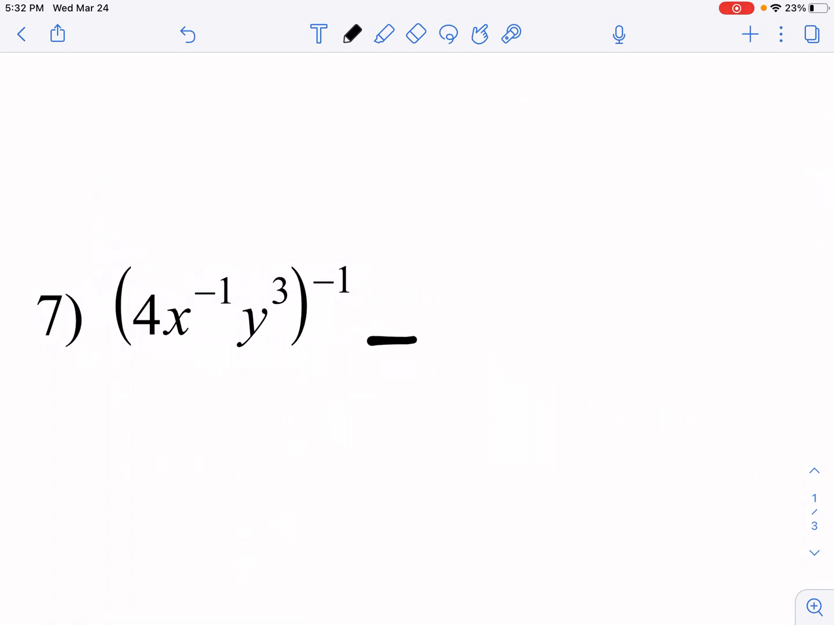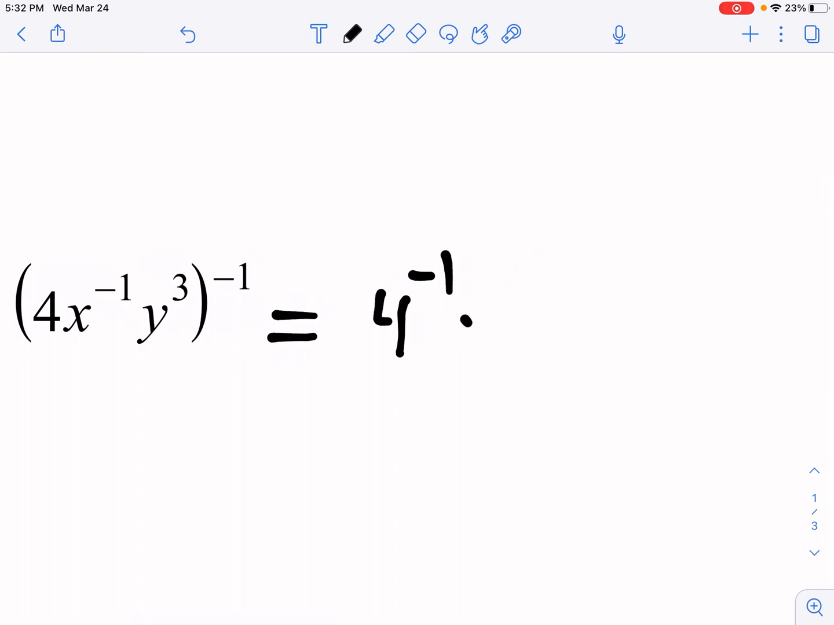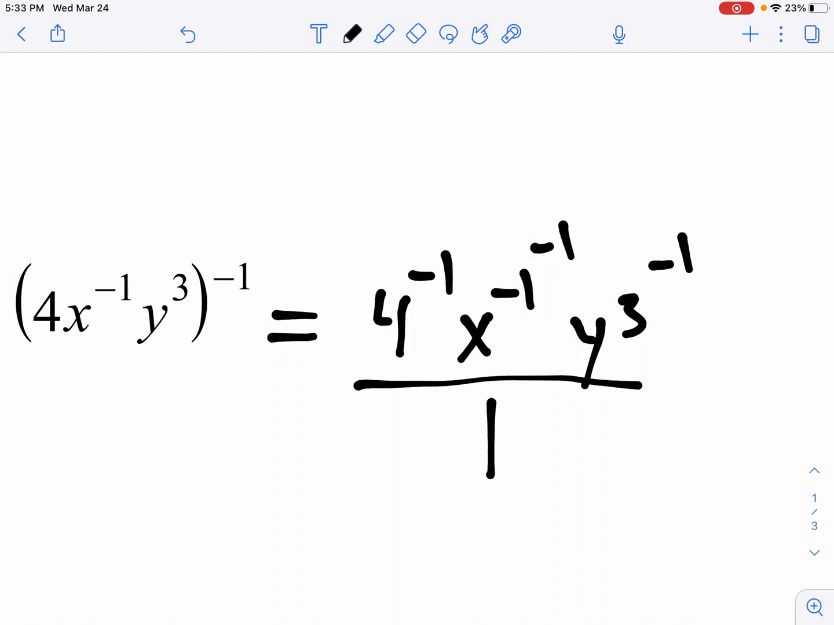Looking at this, we'd have 4 to the negative first, and then we'd multiply that with a negative x to the negative first raised to the negative first, and then we'd have y to the third raised to the negative first, okay? Now, when we're dealing with these negatives, this might be a good idea, again, to treat it like we're over 1, okay?